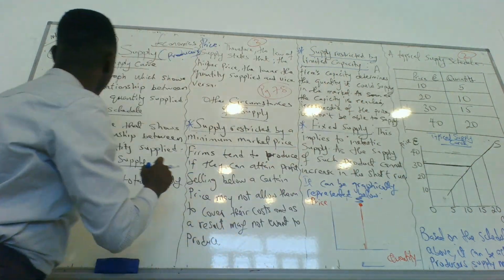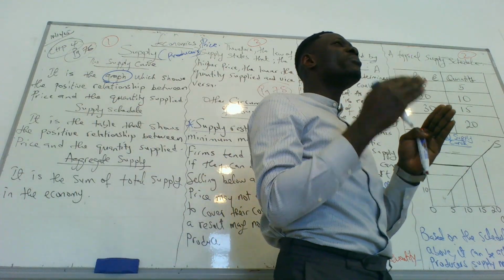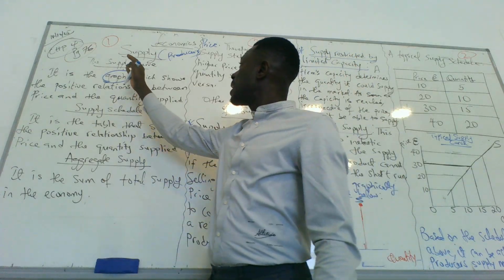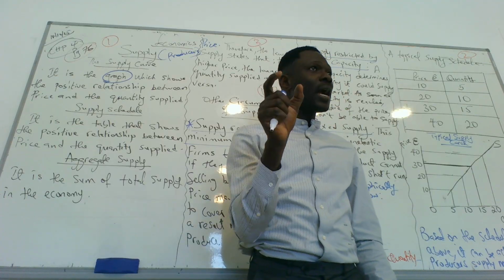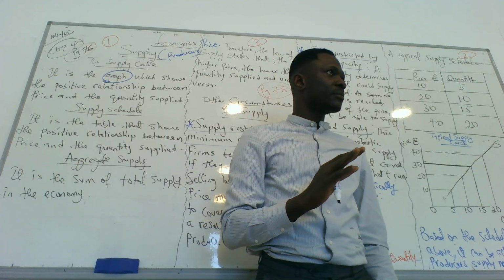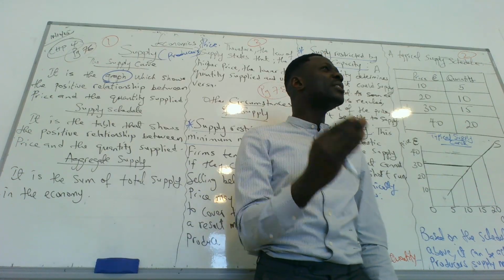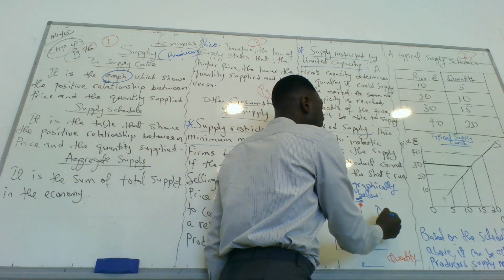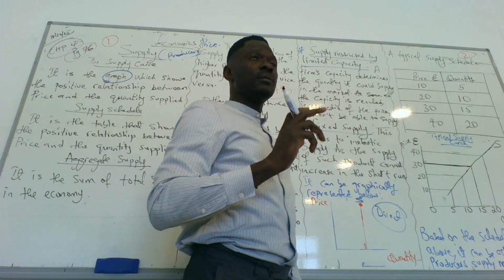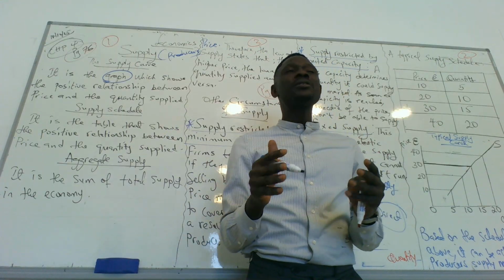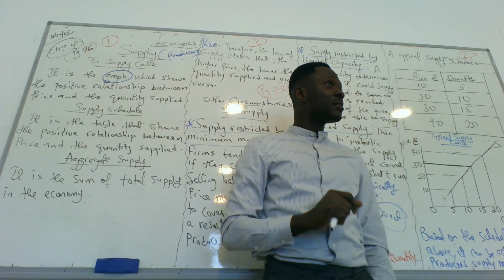So what is a supply curve? A supply curve is a graph that shows the relationship between the quantity supplied and the price of the product. We call it a supply curve because it's a graph that shows the positive relationship between the quantity supplied and the price of the product. In demand, it's an inverse relationship, but in supply, it's a positive relationship, which is the same as a direct relationship. Do you understand? Yes. A supply curve is a graph that shows the direct relationship between price and the quantity supplied.